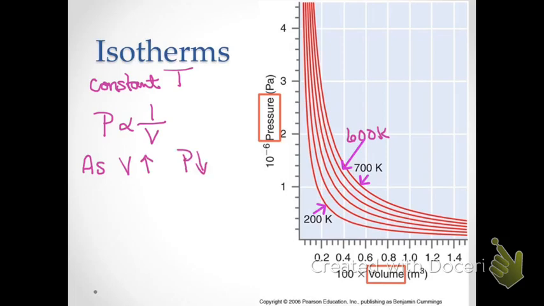What's important to note here, of course, is because pressure and volume are inversely proportional, that as the volume goes up, as we move from left to right here across our graph, the pressure will go down. This is something, of course, that you should remember from general chemistry.